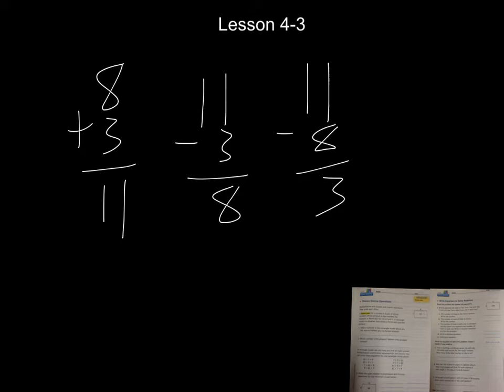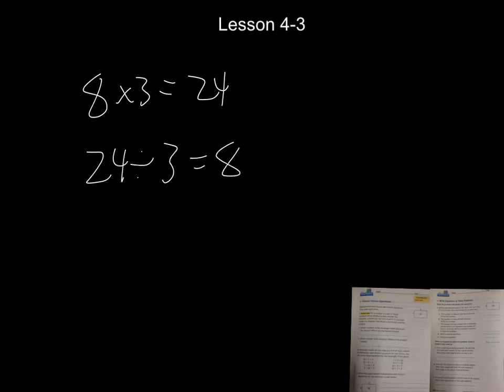Also, in multiplication and division, you know that 8 times 3 equals 24. The inverse operation would be 24 divided by 3 equals 8. So basically, for the first one, we went from addition to subtraction, and now we're going from multiplication to division. It just shows you how they're all related.